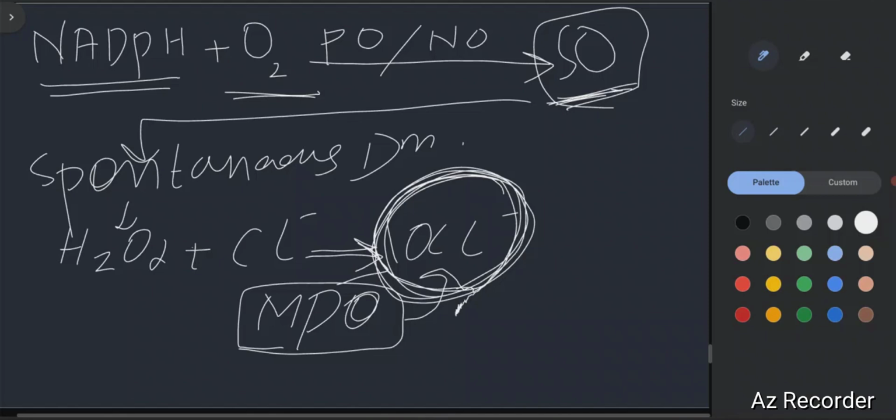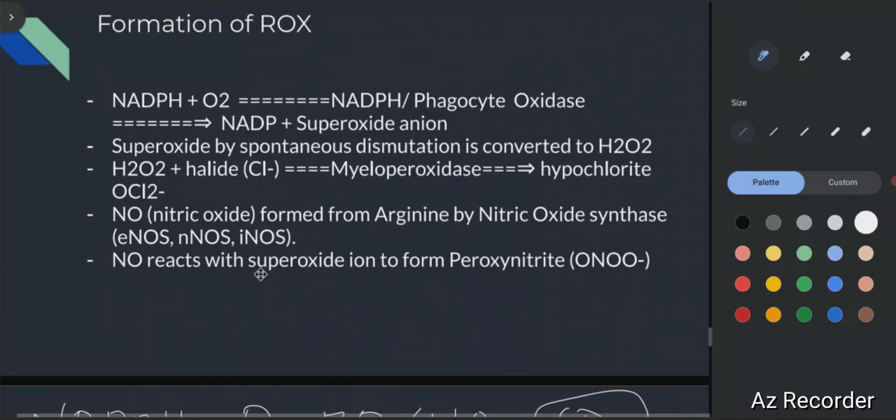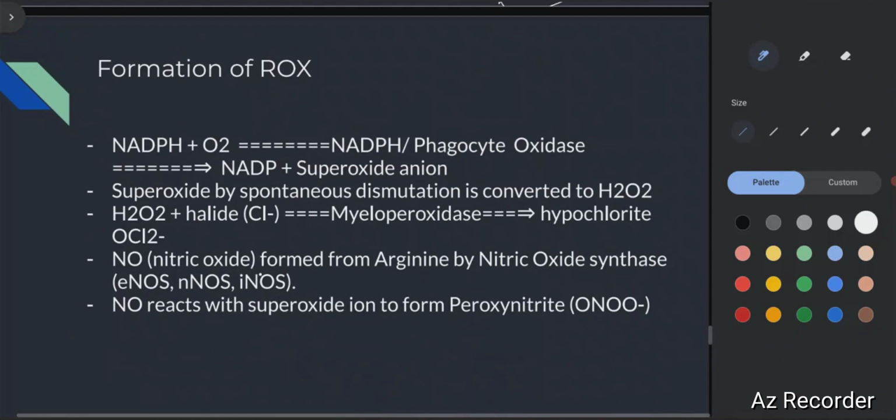Okay, let's read the text together first. Then we'll come to the other point. Okay, you have NADPH in your body. You combine that with oxygen, and using NADPH oxidase or phagocyte oxidase, you make superoxide anion, right? Now this superoxide anion undergoes spontaneous dismutation and it's converted to hydrogen peroxide.